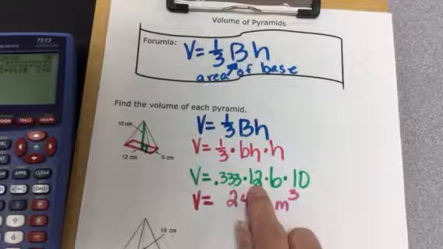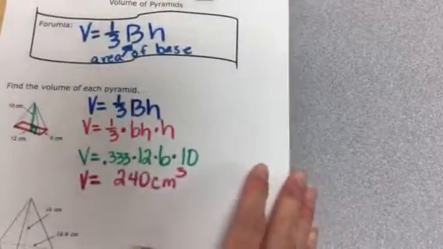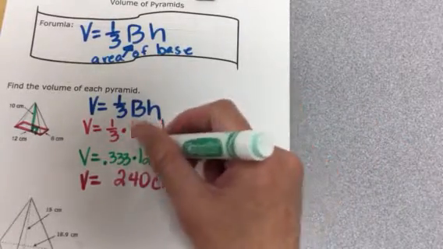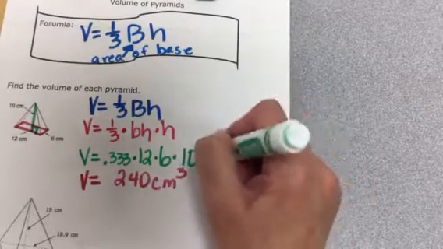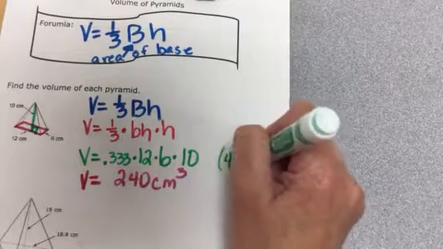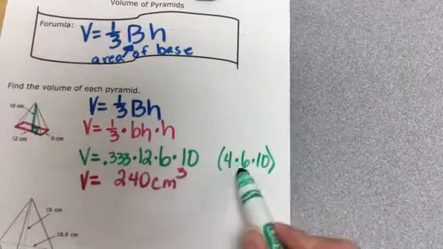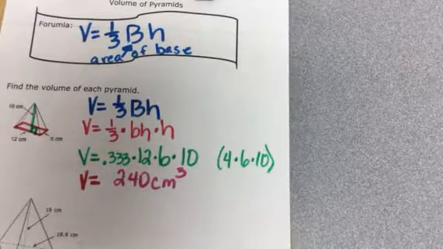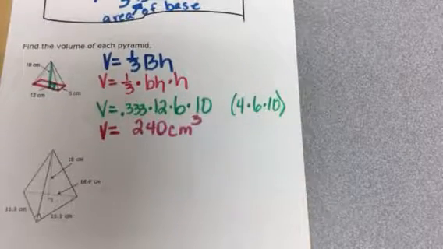Now, if you don't have a calculator, what I would suggest is you take 12 and divide it by 3. That would make your numbers a lot smaller here. So then you would have 12 divided by 3 would be 4, times 6 times 10, and that would be 6 times 4 is 24, 24 times 10 is 240. So if you're not using a calculator, that will make your calculation go a bit faster.